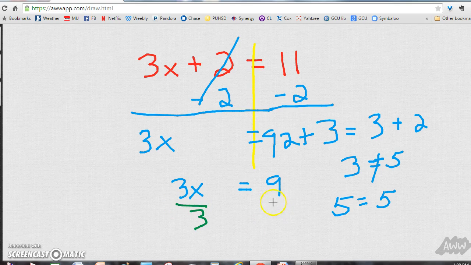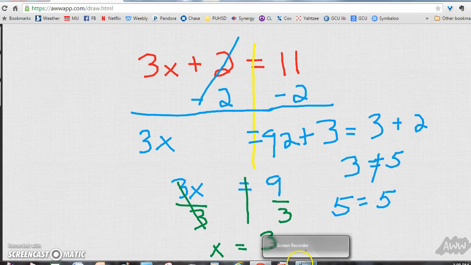Again, you have to do everything to both sides. If I do it to one side, I have to do it to the other side. So 3 divided by 3 is equal to 1, which basically cancels out. So x is equal to 9 divided by 3, which is 3. So what does that mean? 9 divided by 3 is equal to 3. Or x is equal to 3.